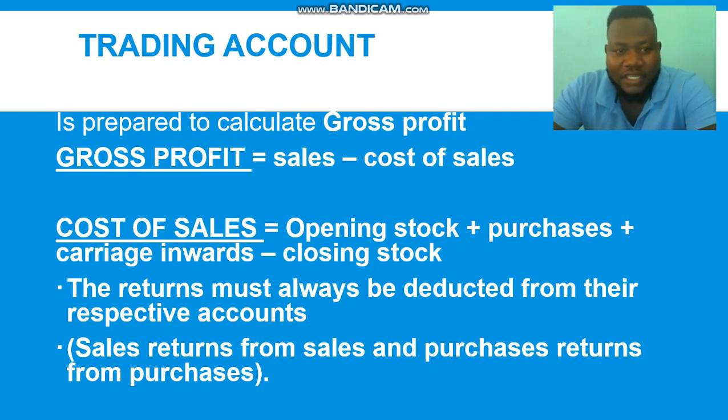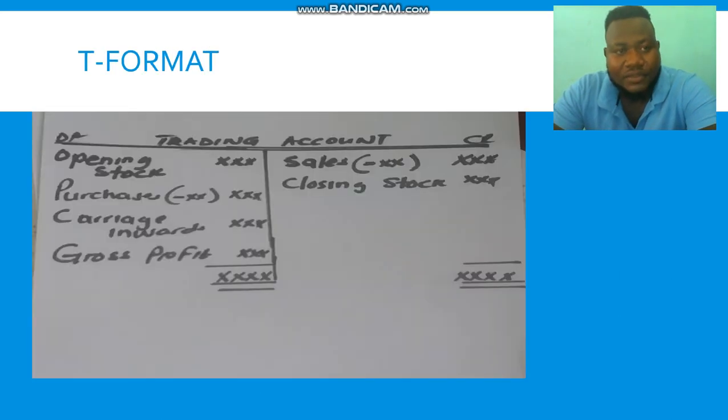And then if you are given any returns, that is now sales returns or purchases returns, they must be deducted from their respective accounts. If you are given sales return, it should be deducted from sales. Purchases return should be deducted from purchases. So now let's look at the format. There are two formats in how you can prepare a trading account. You can either use a T format or a columnar format.